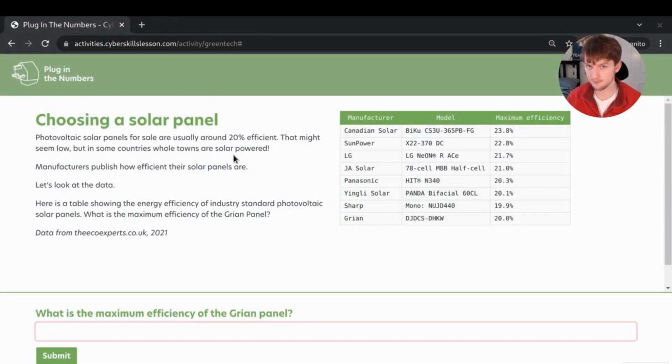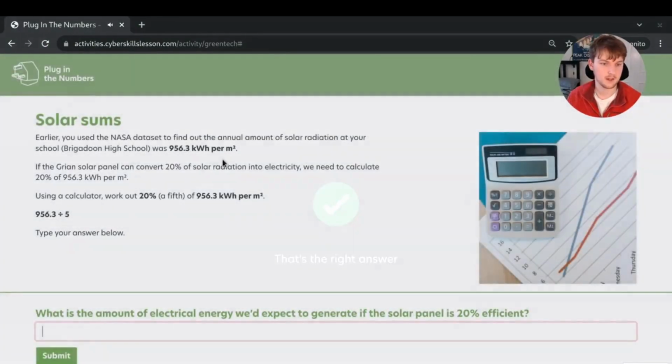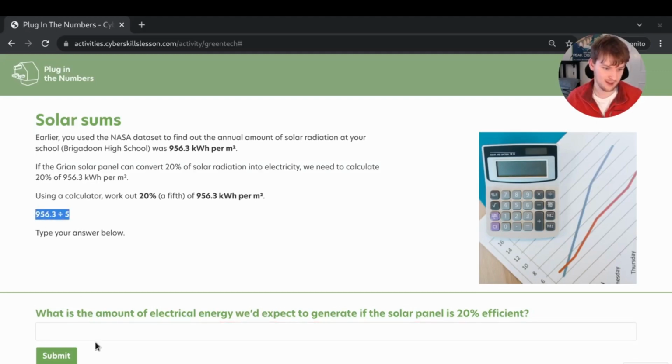This is, again, a reading comprehension question, and we're looking for the green solar panel. What's the maximum efficiency? That's 20%. So then we're going to do some sums here and work out, for the amount of energy hitting us per square meter, how much of it are we able to turn into energy if it's 20% efficient? It's given us the working out here.